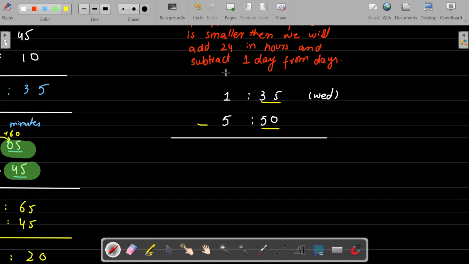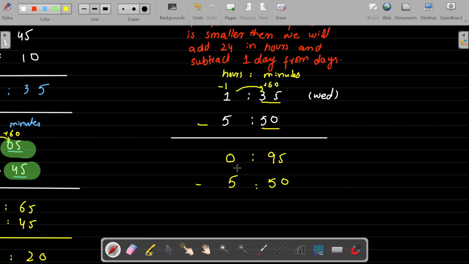So what are these? First, I'm going to write here hours. This is the hour section and this one is the minute section. I told you before, if you are going to borrow for minutes, you have to borrow 60. 60 will be added in the minute section and 1 will be subtracted from the hour section. Whenever you are going to do that, we are going to rewrite this statement. So 60 plus 35 will be 95 and 1 minus 1 is going to be 0. Then over here it will be 50 and it will be 5.